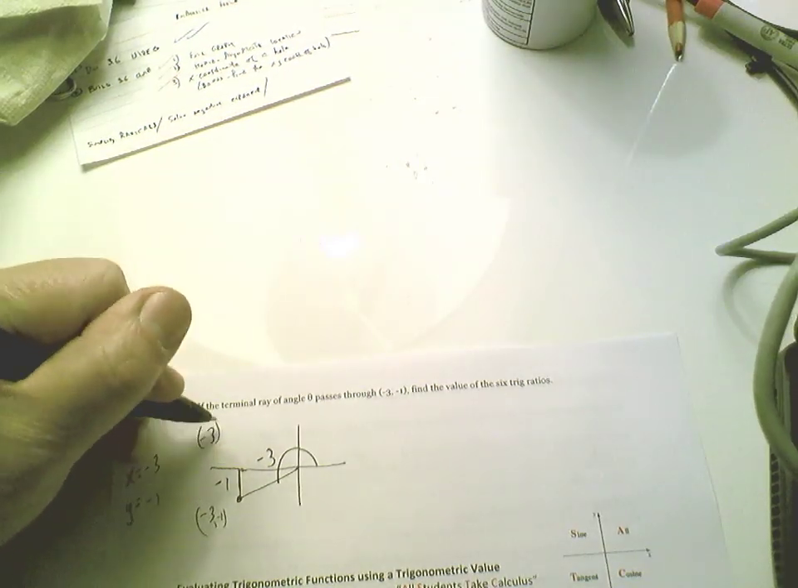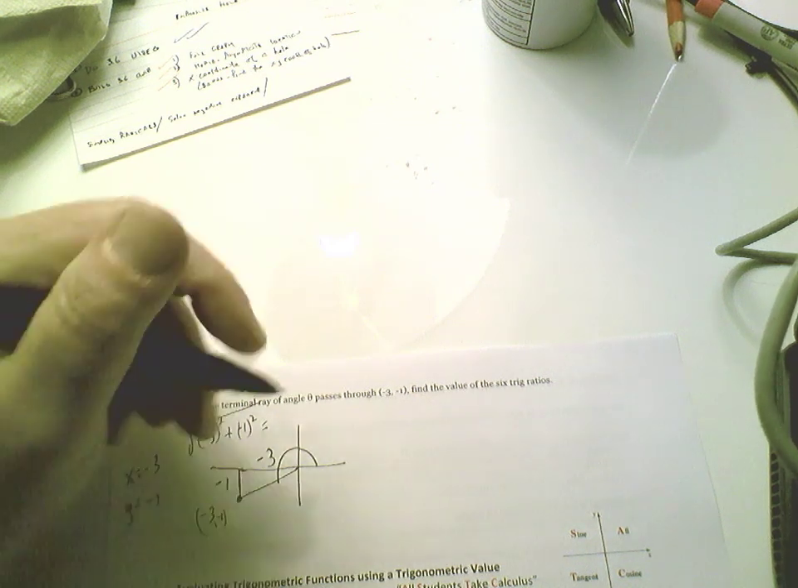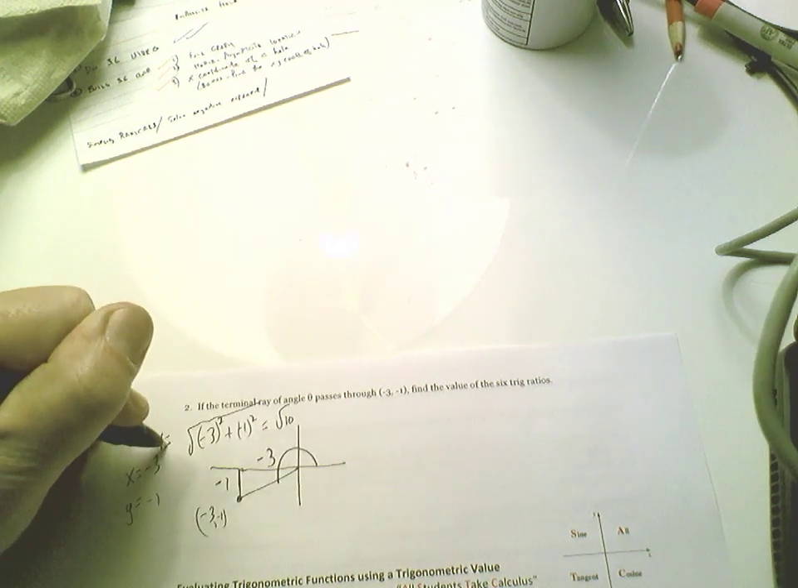Find the value of r. Negative 3 squared plus negative 1 squared, and take the square root of that. I'm going to have what? 9 plus 1. R equals the square root of 10.